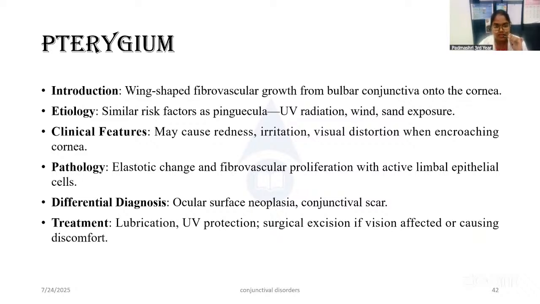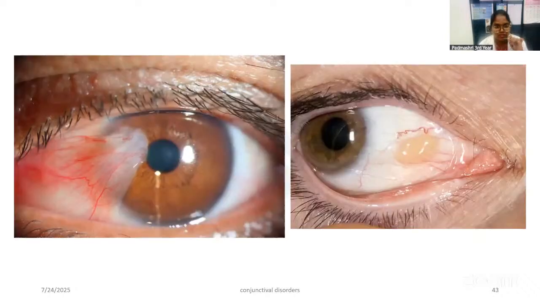Pathophysiology: elastotic stage and fibrovascular proliferation with active limbal epithelial cells. Differential diagnosis: ocular surface neoplasia, conjunctival scar. The treatment options are lubrication, UV protection, surgical excision if vision is affected or causing discomfort. So this is the picture of pterygium and pinguecula.